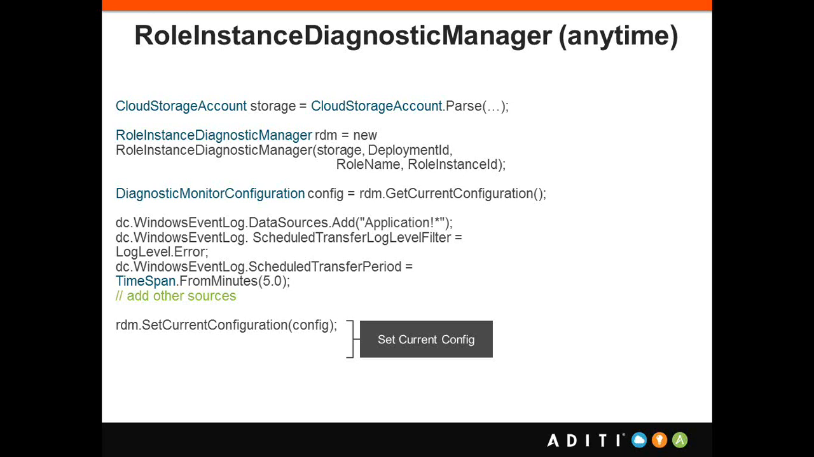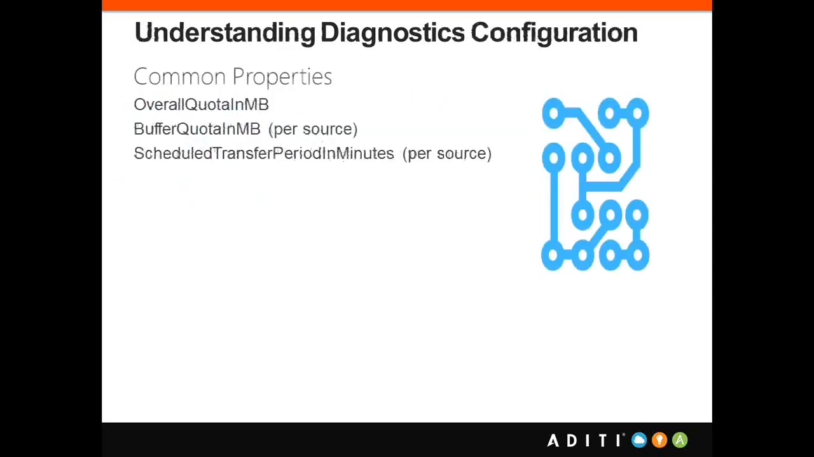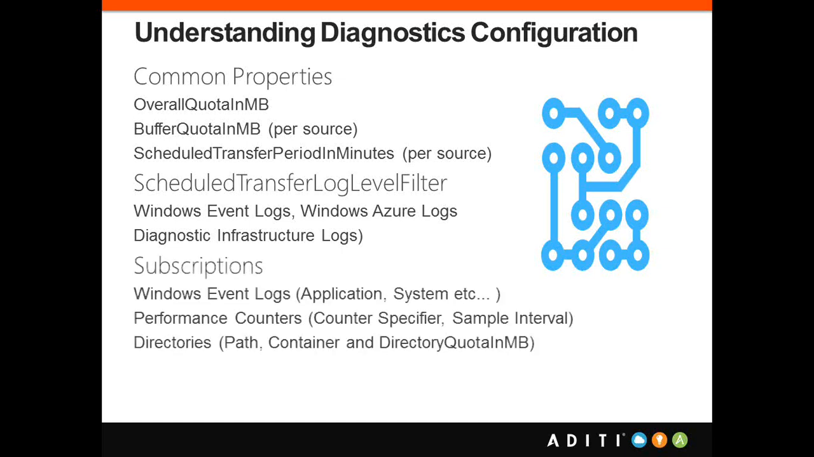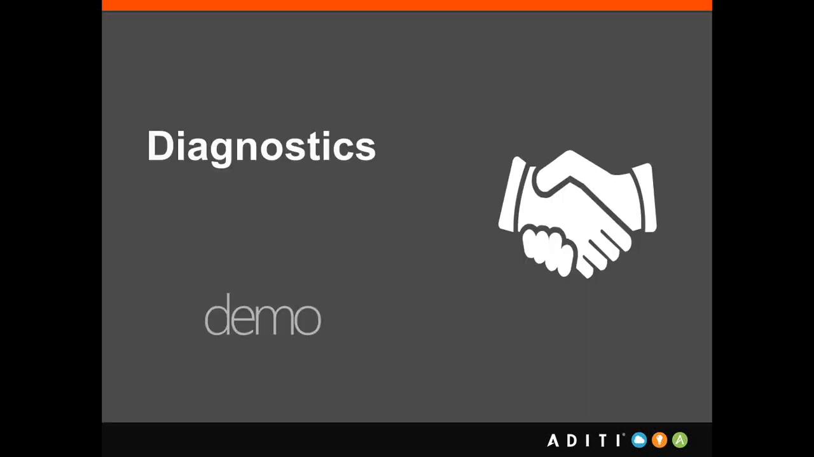So before we go to the code, let us understand some of the properties. There is the overall quota in MB. When you configure diagnostics monitoring, the data is always stored in local storage first, in local resources. So we have to configure how much of the overall quota I want to use for overall logging or overall monitoring. And there could be a buffer quota in MB. This is per source, for event logs, for directories, for files, etc. So we have to do that independently. And then the scheduled transfer period in minutes, or you can just use seconds also. Then the log level filter, which we have already seen. You could also do that for Windows event logs, performance counters, or directories, and we'll see the directory information very specifically.